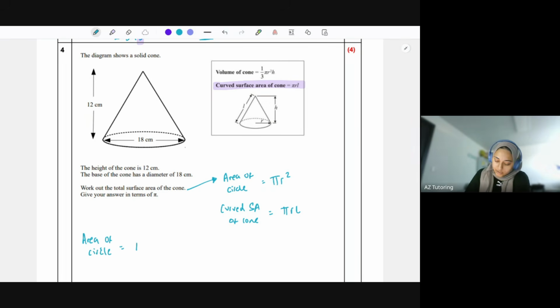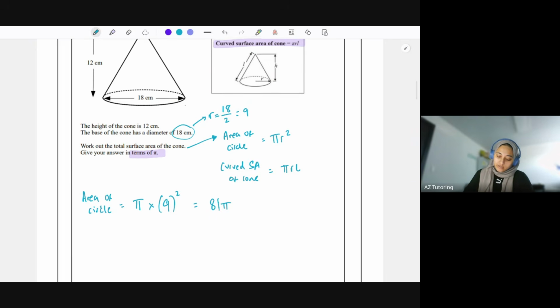It's pi r squared, so pi times r squared. We've not been given the radius, we've been given the diameter. So to find the radius from that, we're just going to divide it by 2. 18 divided by 2 is 9. So we're timesing it by 9 squared, so pi r squared. They've said give our answer in terms of pi, so I'm just going to leave it as 9 squared, which is 81 pi. Okay, so we've worked out the area of the circle.